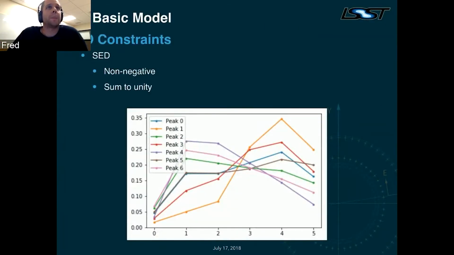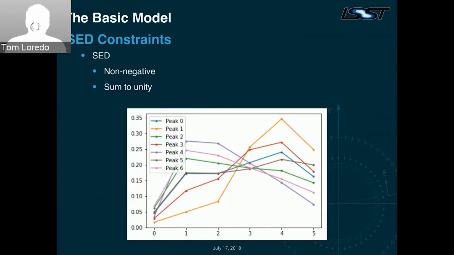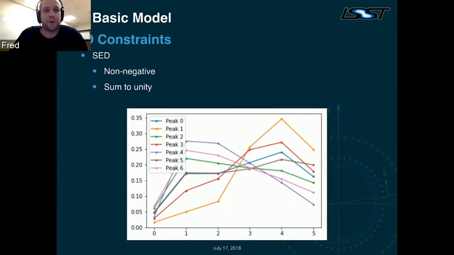As far as SED constraints, we want it to be not. Can I ask you a question? Sure. By monotonic, you mean monochromatic? Oh no, so it's falling. It's always falling. The flux is always decreasing from the peak, as you move radially from the center.